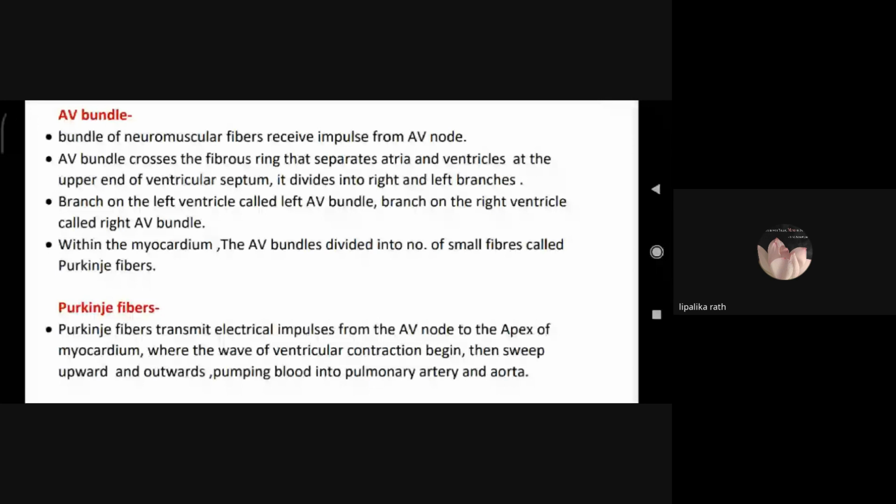Next is the AV bundle. The AV bundle is a bundle of neuromuscular fibers that receives impulses from the AV node. You can see in this picture.